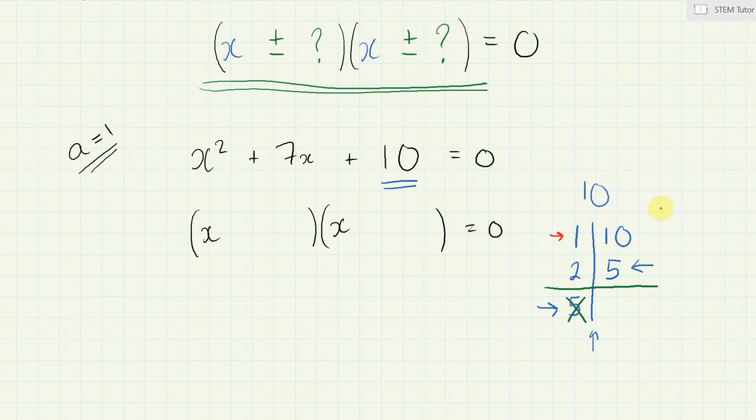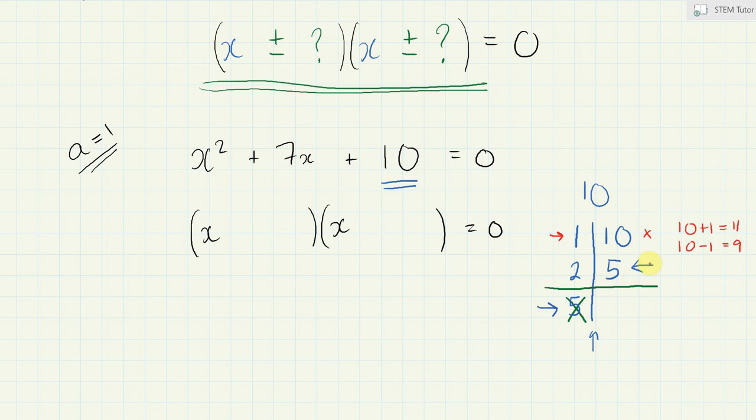The easiest way to do this is to take the larger number of the factors, so in this case 10. 10 plus 1 would give us 11. 10 minus 1 would give us 9. And you'll notice that neither of these numbers is 7. So this cannot be the answer for these brackets. It's still a factor of 10, but when you add or subtract them, we don't get our plus 7.